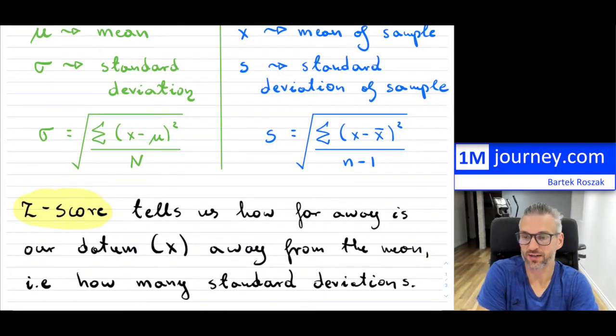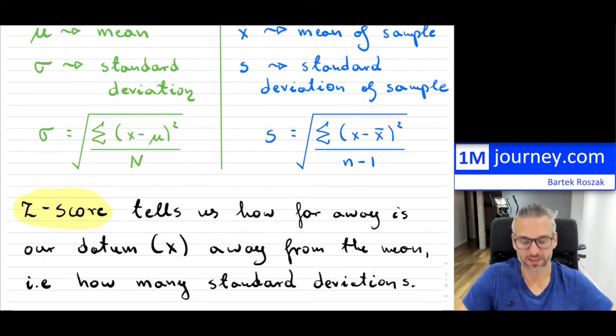So here is the summary. The z-score just tells us how far away our datum, or data point, is from the mean. In particular, it is how many standard deviations it is. That's something that we can calculate.